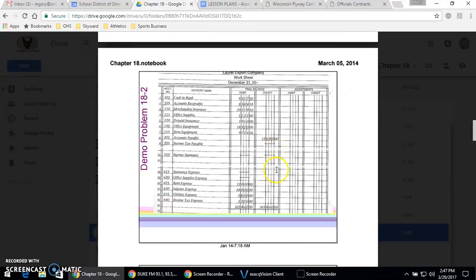Demo problem 18.2 is working through the adjustment section of the worksheet and adjusting some of our asset accounts that needed to be adjusted. So we will be taking a look and demonstrating this problem in class next time we meet. If you wish to give it a try, feel free to go ahead and do so.